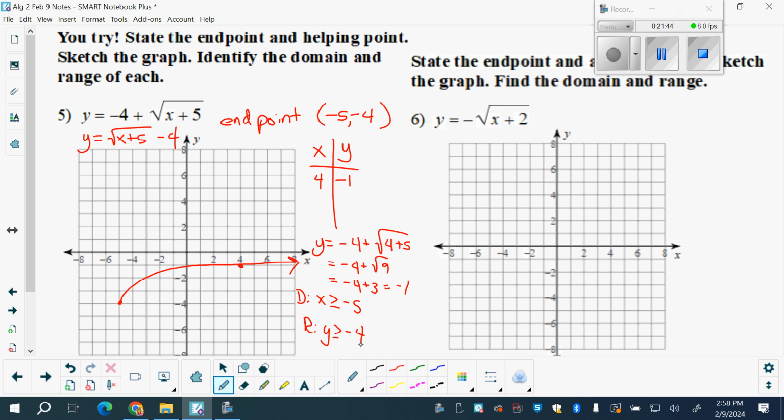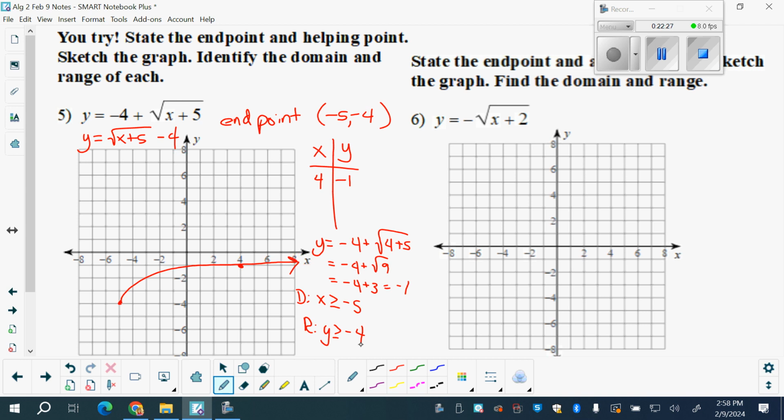Okay, answer up here on that number 5. Any questions on that? Okay, last one. What's different on that one, on number 6? The negative in the front. What did the negative in the front, how did that affect the graph? What was the transformation when there's a negative in the front? Reflection over x-axis. So instead of, what would it do? Instead of facing up, it's going to face down.